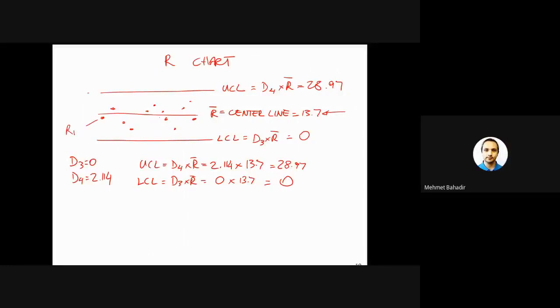R values. The range of the first subgroup, the range of the second subgroup, those are R values. That's why we call it R chart. When we place all the R values on our chart, do we see any points outside the control limits? The answer is no. Do we see any significant pattern? No, we don't. So this is what we get by analyzing this chart.